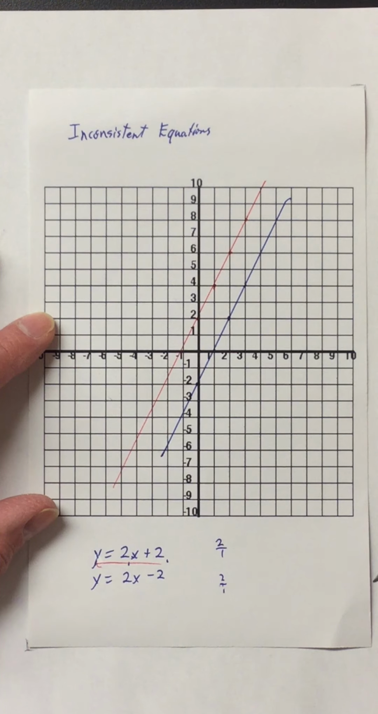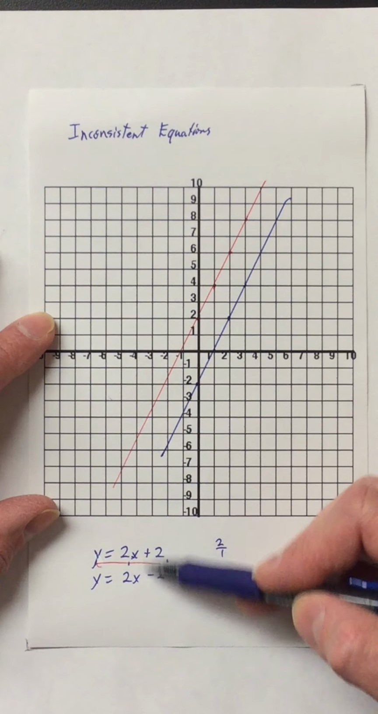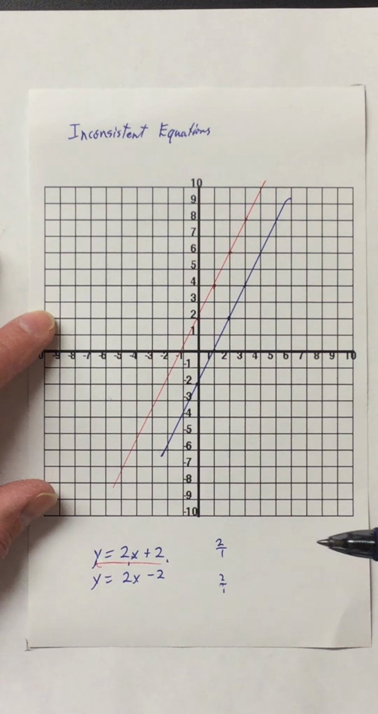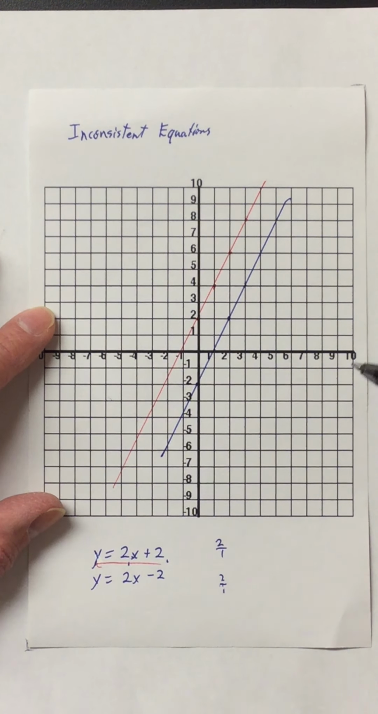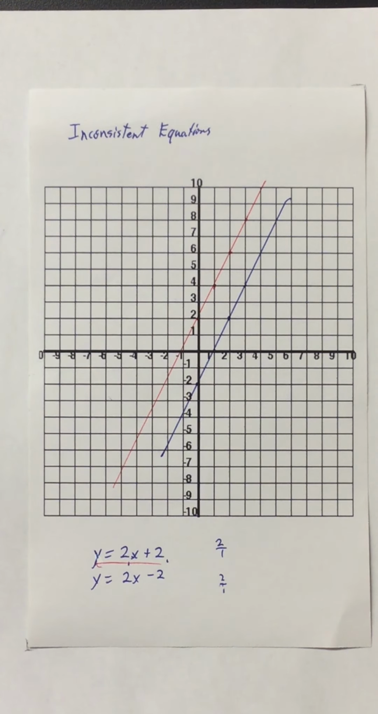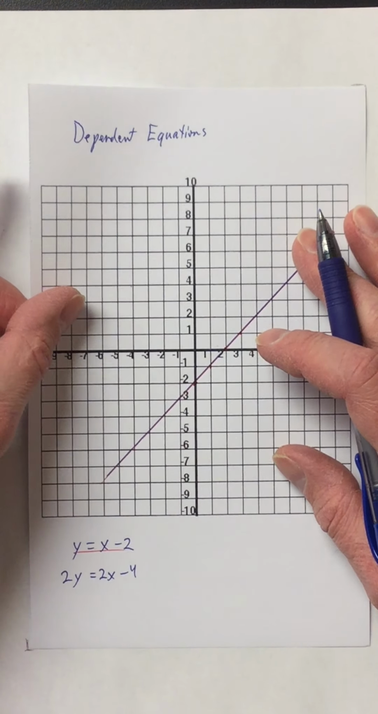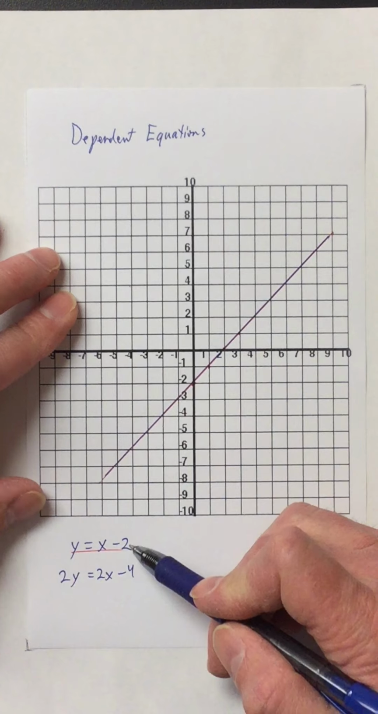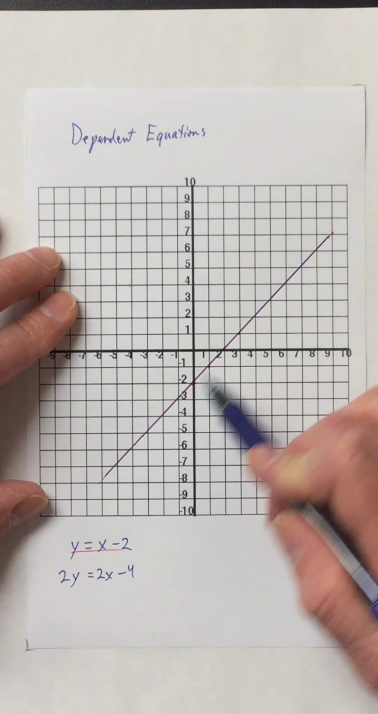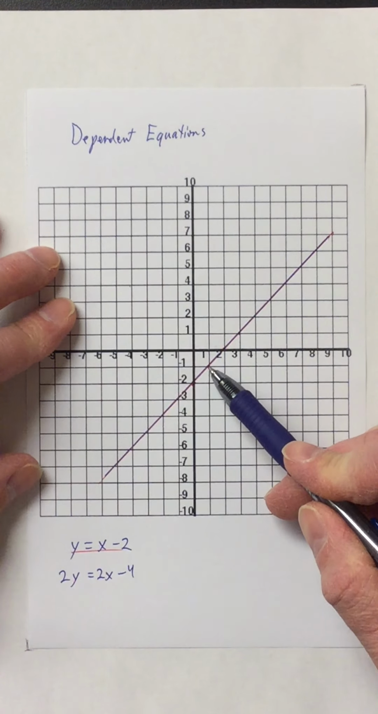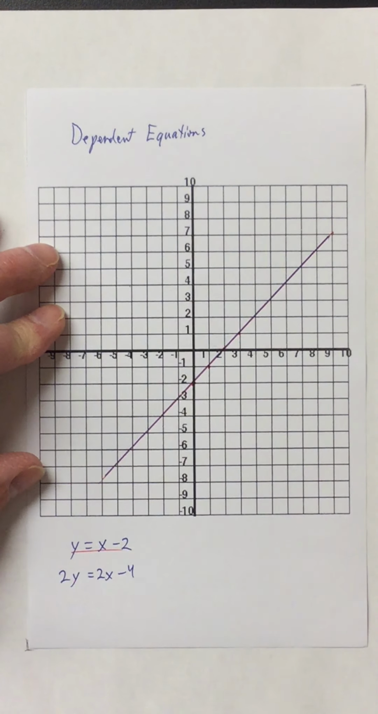They are inconsistent equations. If you were to solve this through elimination or substitution, you would get a statement that is not true. You would get something like 5 equals 2, and we know that that is incorrect. Our last option is dependent equations. Dependent equations is where when you graph the two lines, they're actually right on top of each other and the exact same line. And that's illustrated here by this equation.